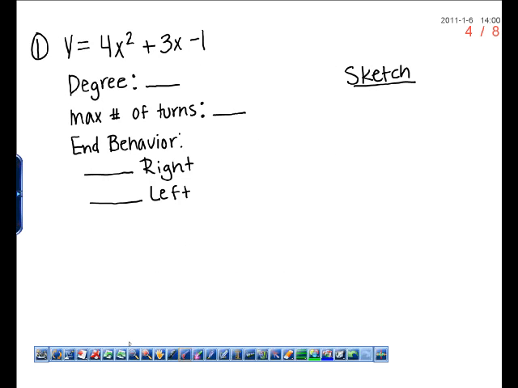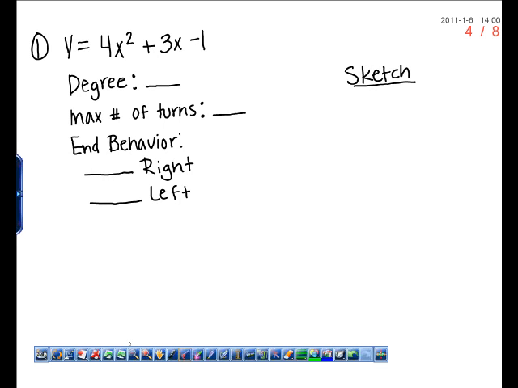All right, so we are going to practice analyzing these equations and deciding how to graph them. Now, we know how to find the vertex of 4x squared plus 3x minus 1, get the x-intercepts, and graph it exactly. But I don't want to graph it exactly. I just want to sketch using these new rules.